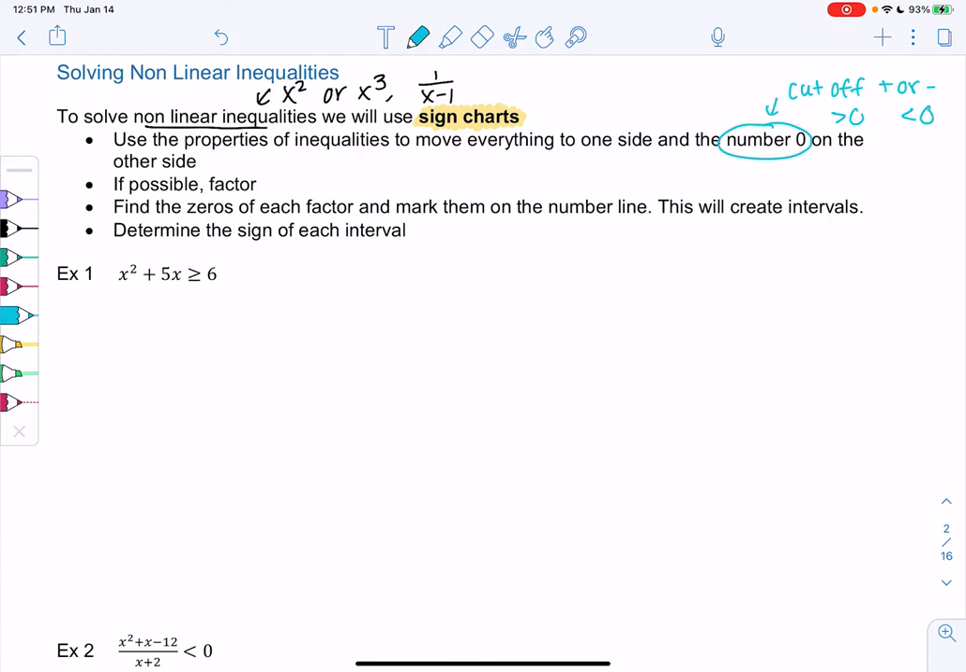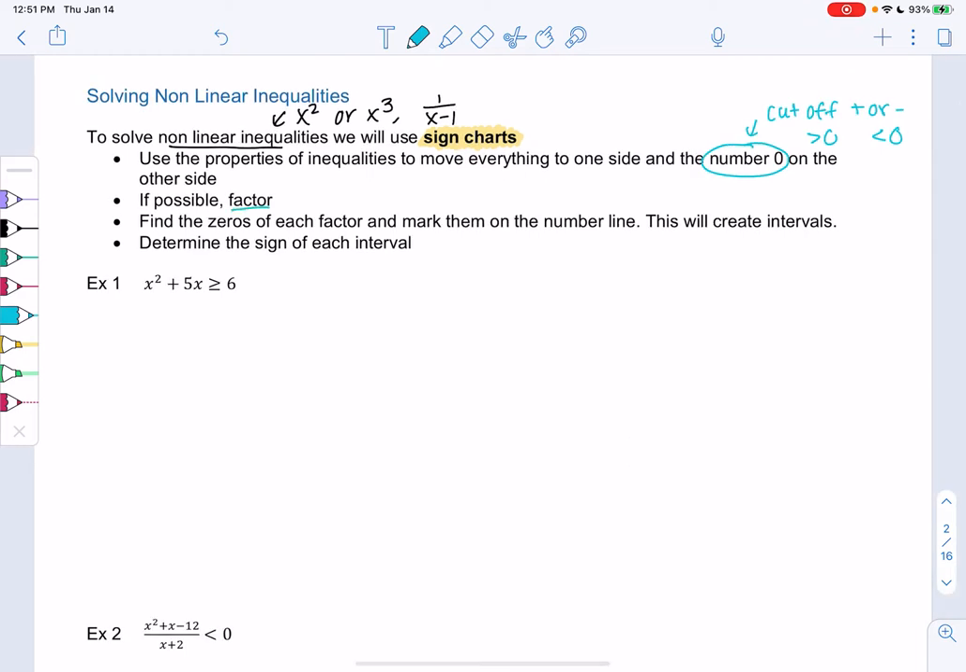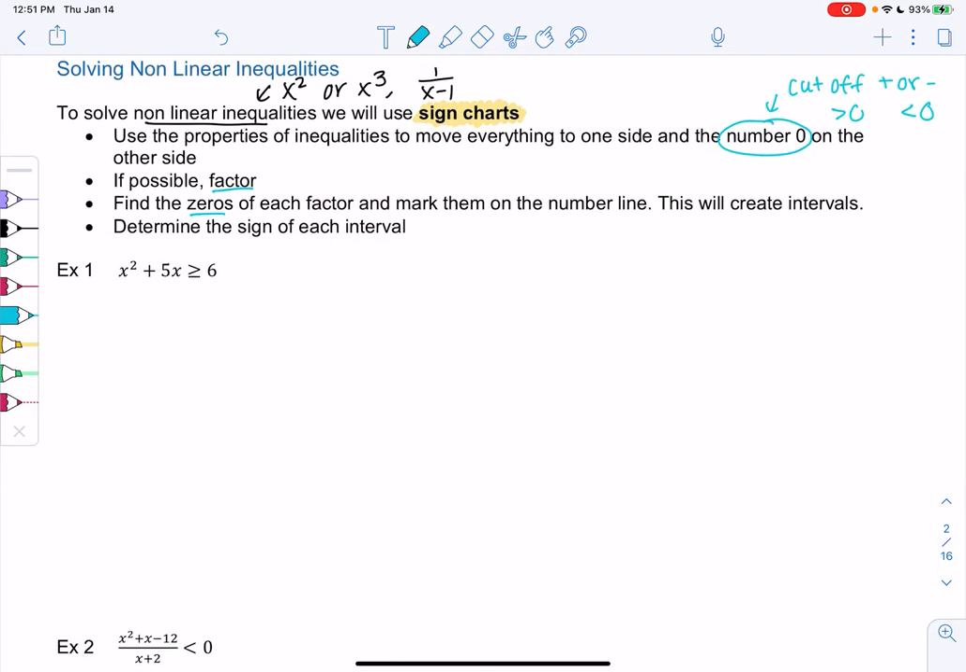If we have the option to factor, we'll factor. And then we'll find the zeros of each factor and mark them on the number line. And we'll do all of this in example 1. And then we'll determine the sign of each interval.